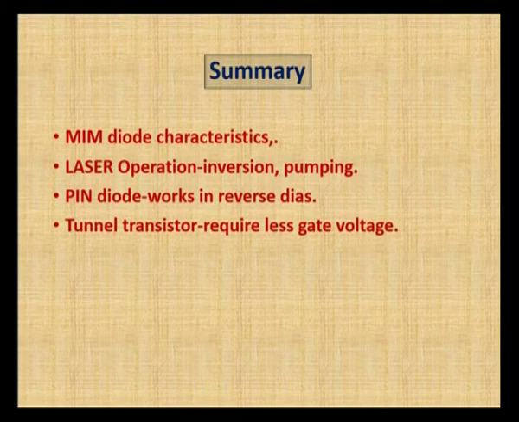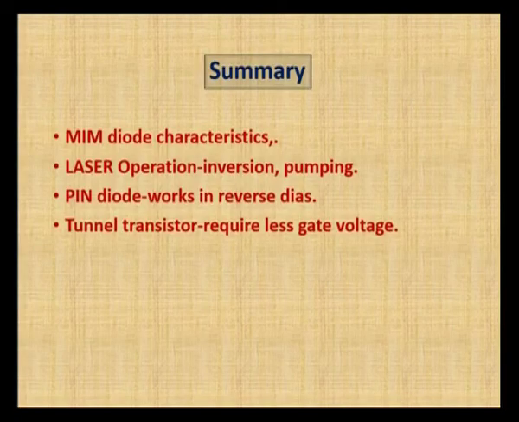And the PIN diode, one of the photodetectors, converts the optical signal into an electrical signal. We studied the PIN diode characteristics, and the PIN diode works only in the reverse bias condition, where conduction takes place by the absorption of photons. Due to this, electrons move from the valence band to the conduction band, so more electrons are present in the conduction band. Due to this, the conduction of current takes place.